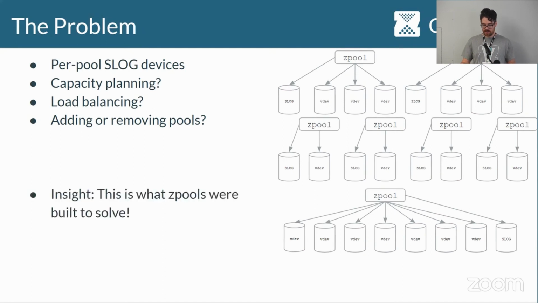system. And the insight is that this is why Z pools were invented in the first place, or one of the reasons. The goal was to be able to just pool all your storage, and then it would get used by the file systems that need it, and you didn't have to think about that mapping from disk to file system. ZFS would handle it for you.